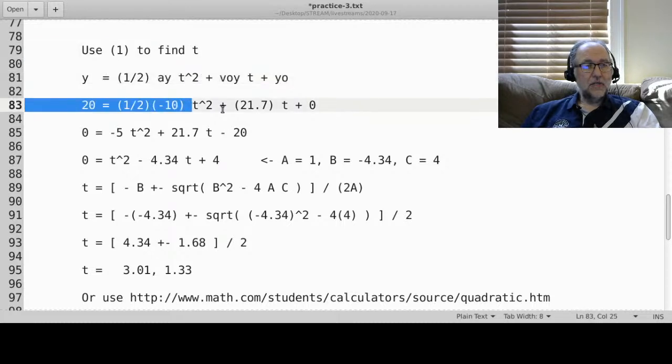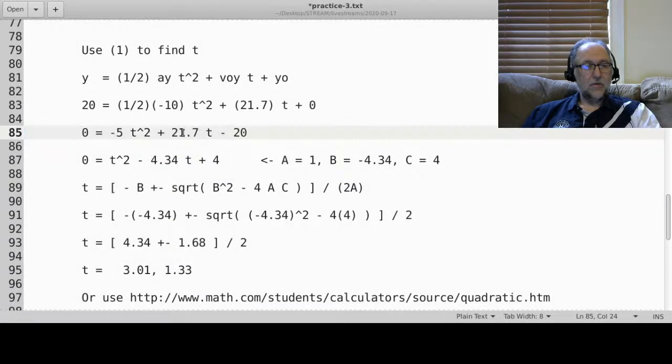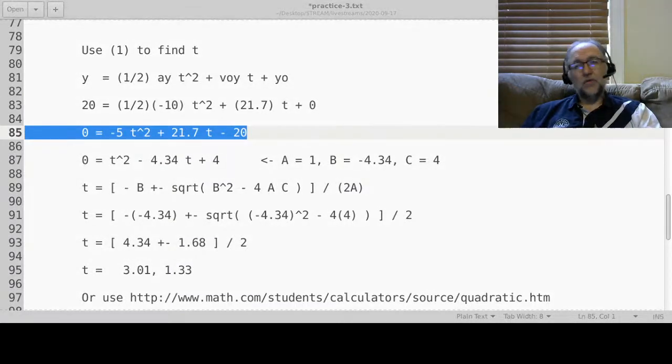Okay, I substituted in the numbers. That's pretty easy. I mean, y is 20, ay is negative 10, v naught y we found was 21.7, and y naught is 0. Then I just simplified that. I multiplied a half times negative 10 is negative 5, subtracted 20 from both sides, and it simplifies to this. Okay, and you've got a quadratic. There's no way around that.